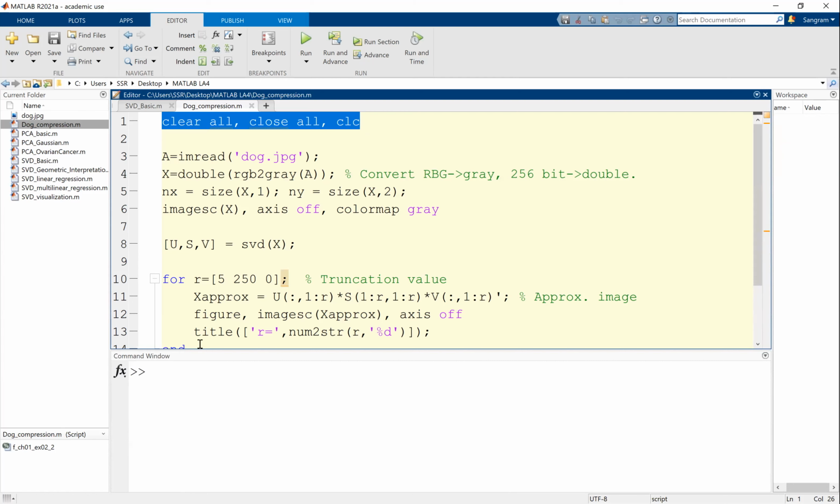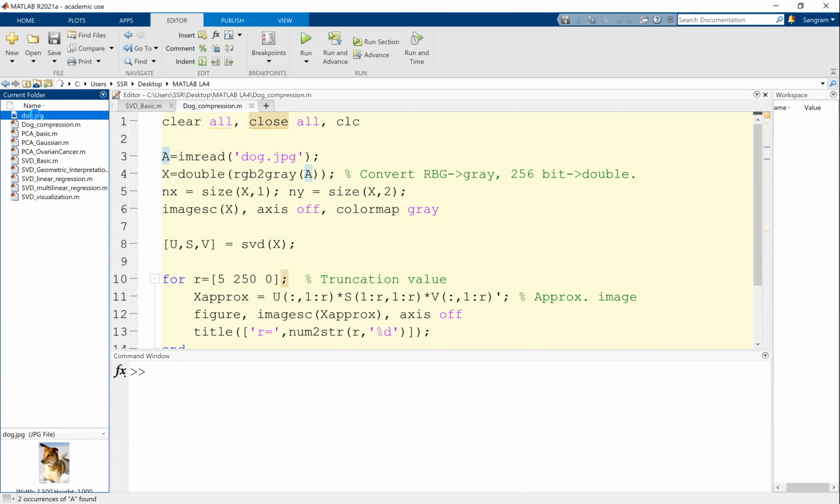There is nothing. Line number 3, there is an image of this dog. If you double click, there is this beautiful dog image. I want you to double click on that image and you'll realize that this image is nothing but an actual matrix. This image is an actual matrix.